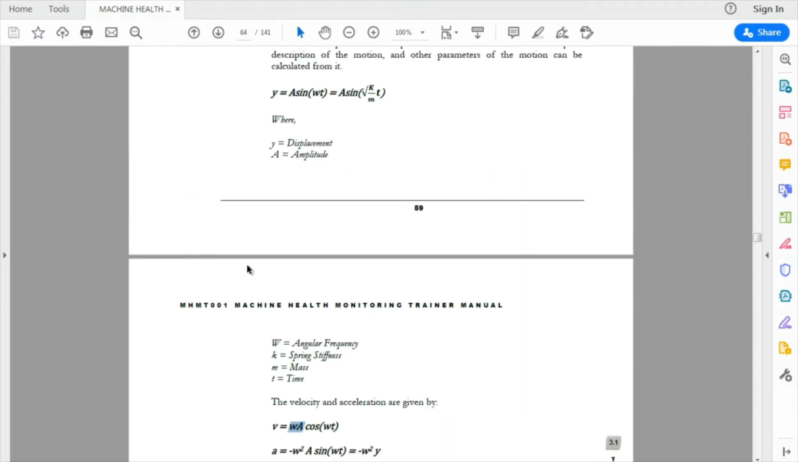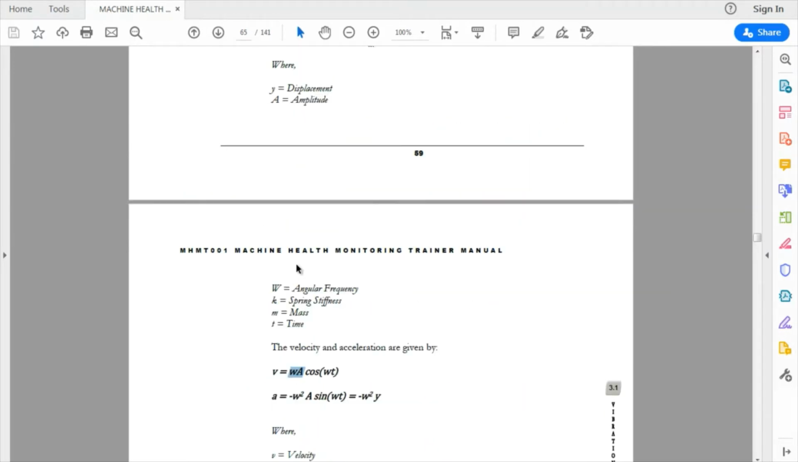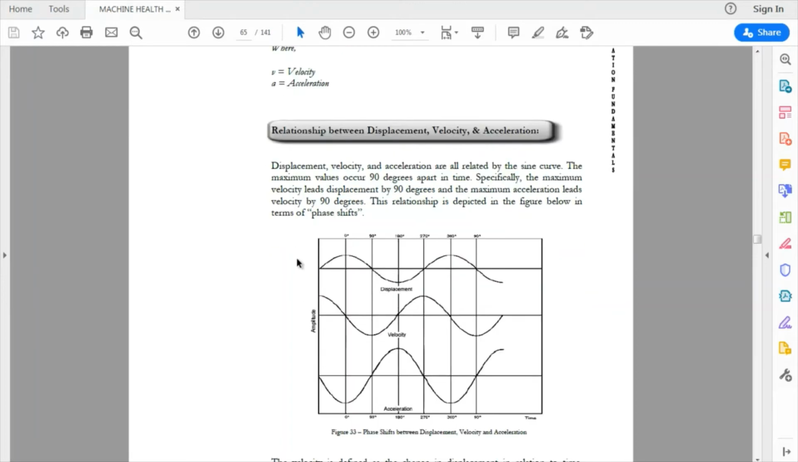Another thing is the change from sine to cosine and sine again, so we have some phase shift. If displacement starts from 0, it's a sine wave. The velocity starts from 90, which is a cosine wave, and then the acceleration is shifted 90 degrees from velocity or 180 degrees from displacement. So we have two differences, one in terms of amplitude and the other in terms of time, which is the phase shift between displacement, velocity, and acceleration.